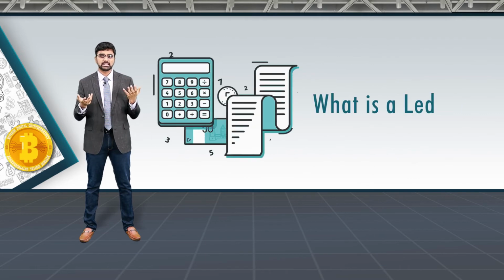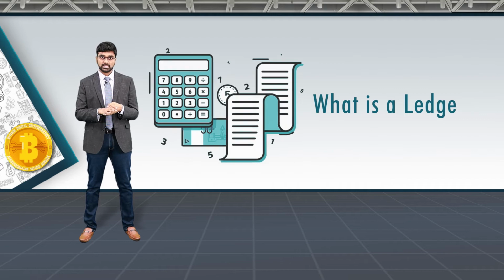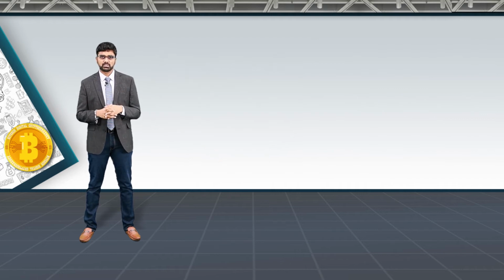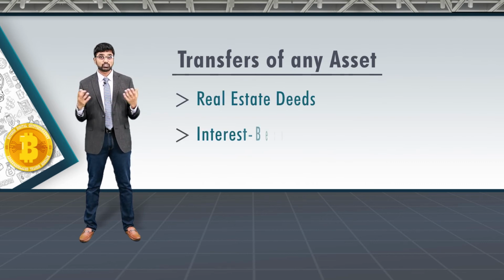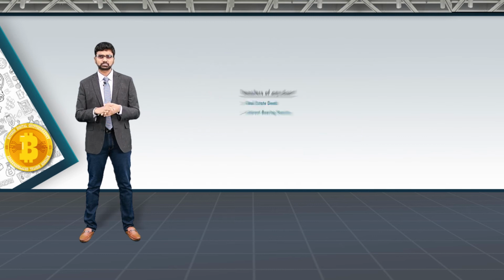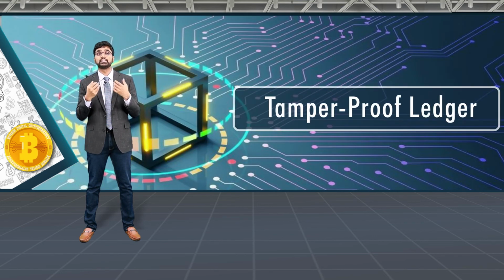A ledger. What is a ledger? A ledger is just a list of transactions. It is like an account book. These transactions need not be just payments. They can be anything. They can represent transfers of any assets, such as a real estate deed or an interest-bearing security, anything. A blockchain fundamentally is a tamper-proof ledger.